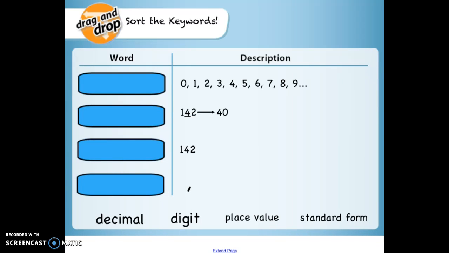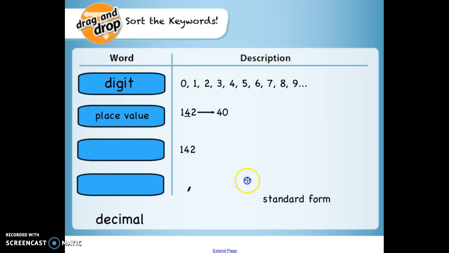Let's go through these important keywords before we begin to practice. The first one is an example of digits. The second one is place value. The 4 represents 40 in the number. 142 is written in standard form, and this is a decimal.